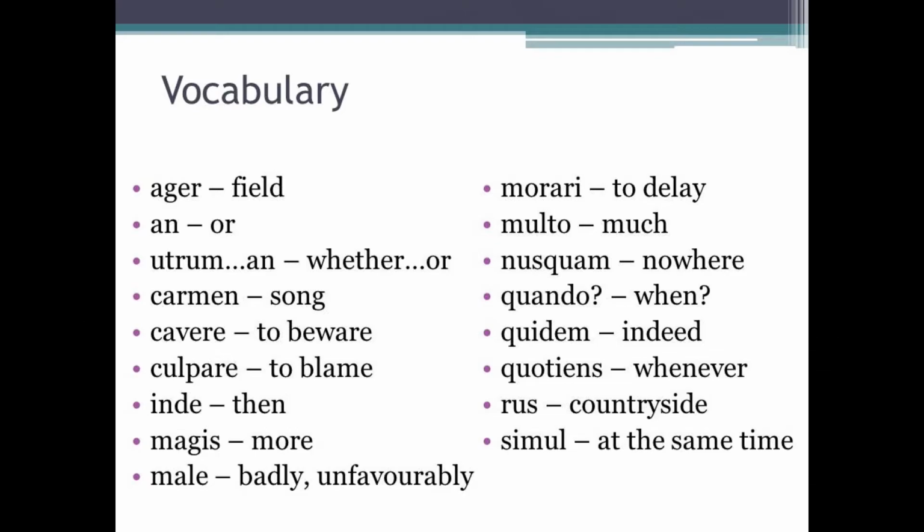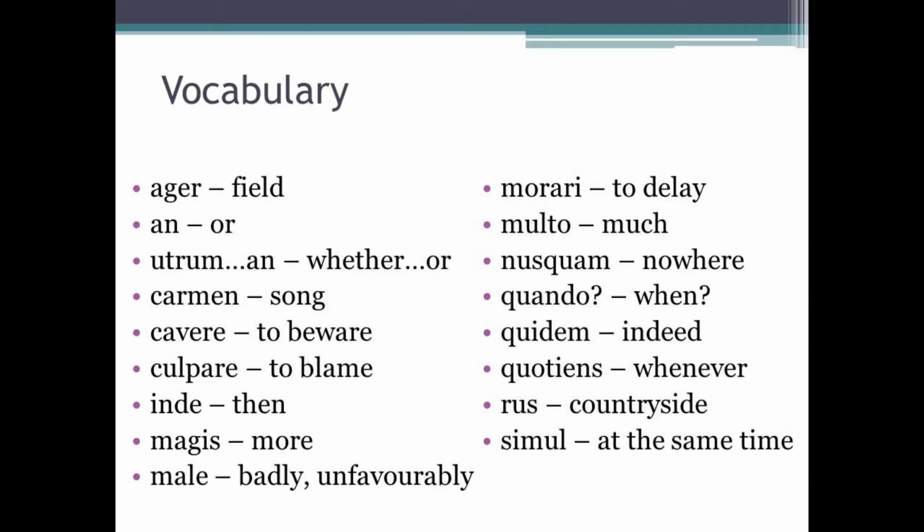Ager is a field. An means or. Utrum an, whether or. Carmen is a song. Cavere, to beware. Culpare, to blame. Inde, then. Magis, more. Male, badly or unfavourably. Morari, to delay.